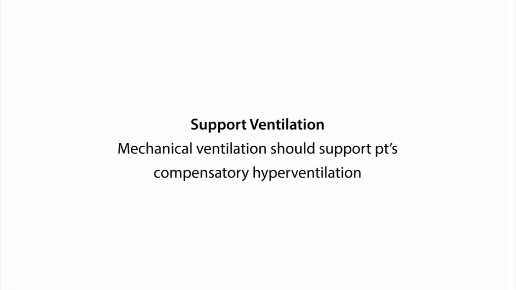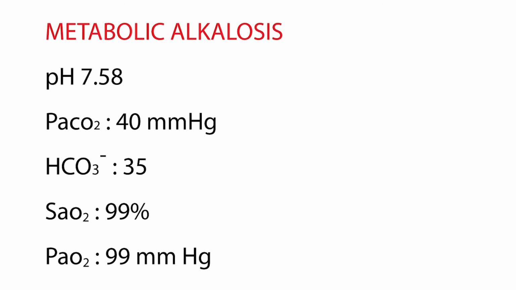Mechanical ventilation may be required on the basis of ABG results and clinical signs. Respiratory rate and tidal volume on the vent should be large enough to maintain compensatory hyperventilation until the underlying acidosis is resolved. Metabolic alkalosis. So let's take an example.